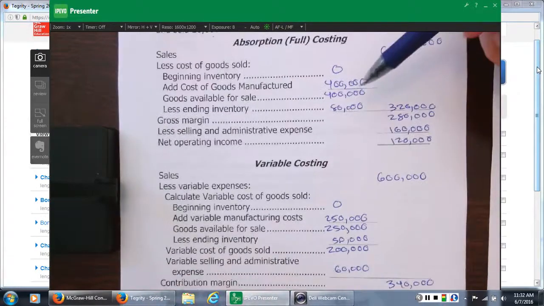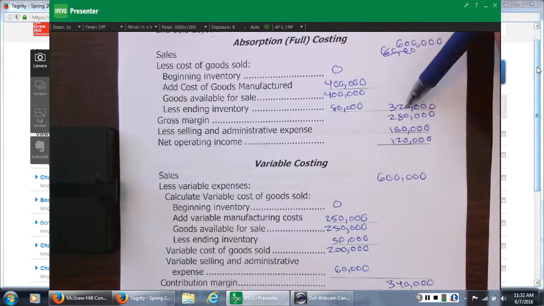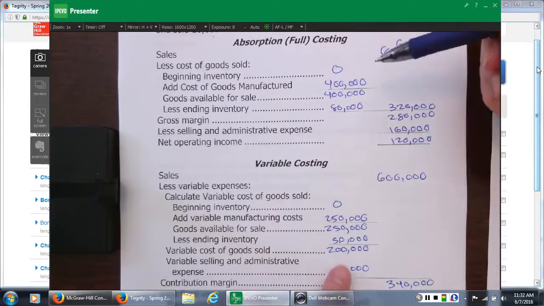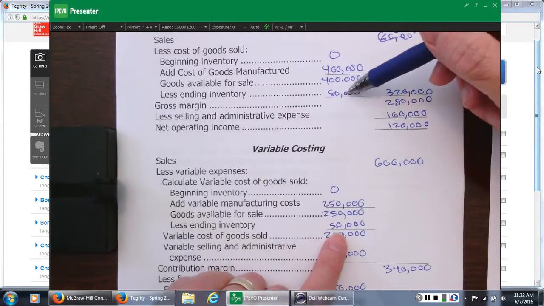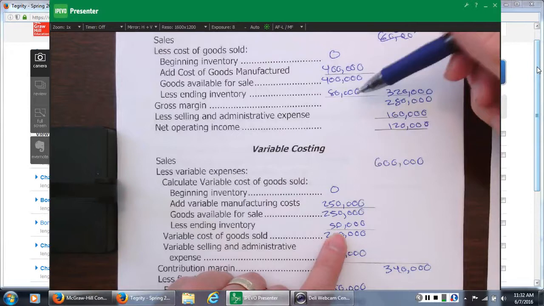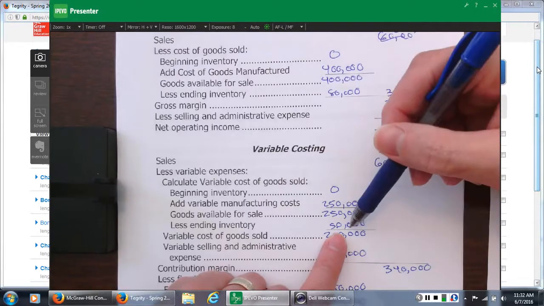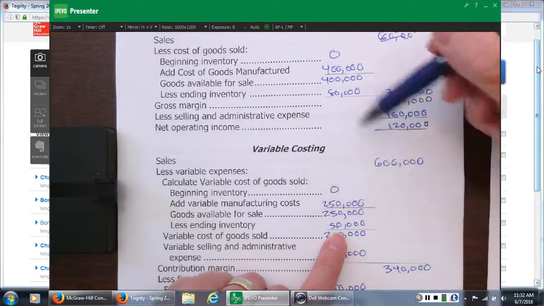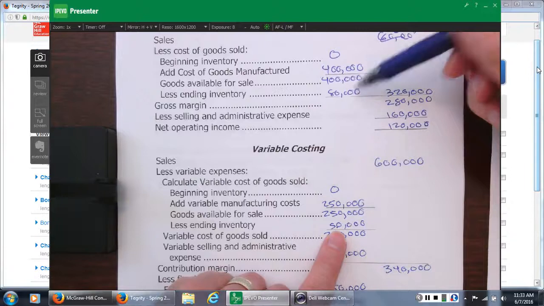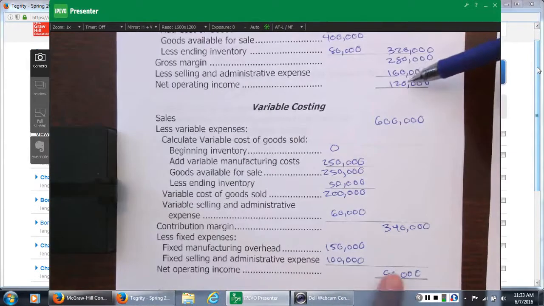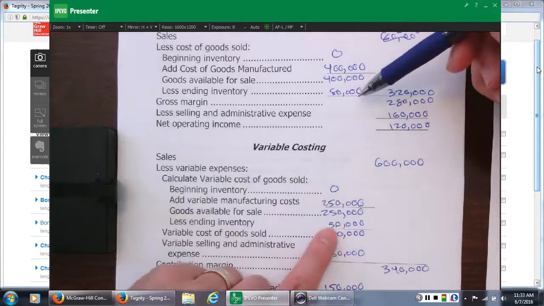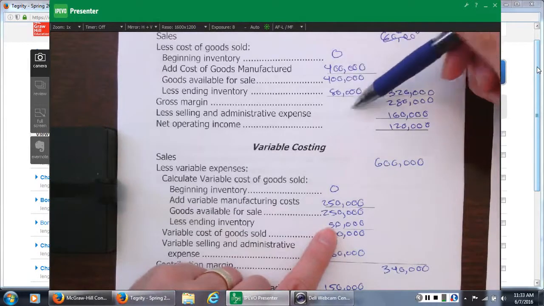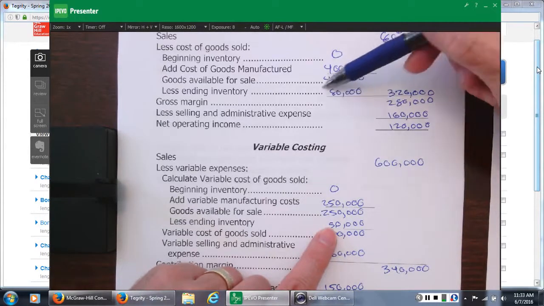Versus up here, where did the fixed manufacturing overhead go? Well, it comes out in cost of goods sold. And so look here at the difference between the ending inventory. $80,000 is my ending inventory under full costing. $50,000 is my ending inventory under variable costing. The difference is $30,000. What's the difference in income? It's $30,000.